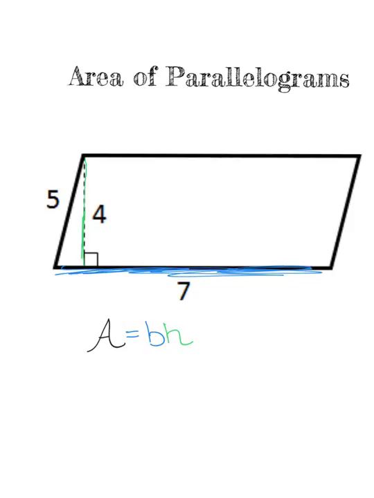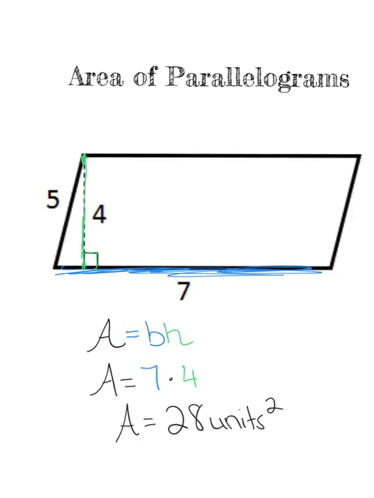Height is always from the base to the tallest point and measured at a 90-degree angle, as you can see right here. So if we plug these numbers in, we have the area equals 7 times 4. And we know that 7 times 4 is 28. And since there's no label on this, we say that it is units squared.